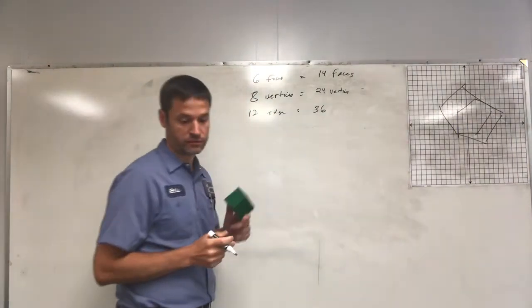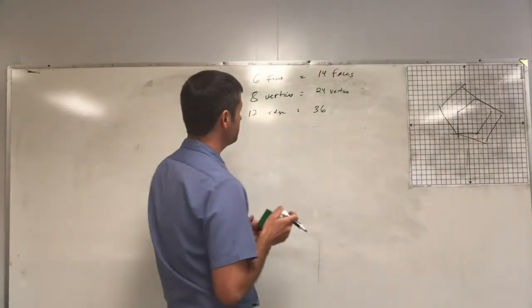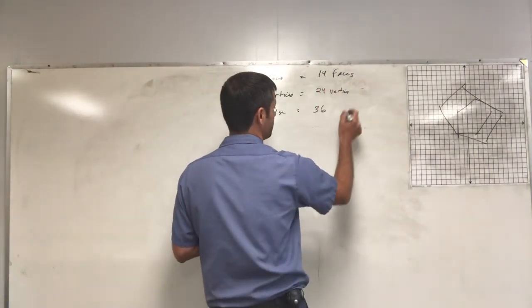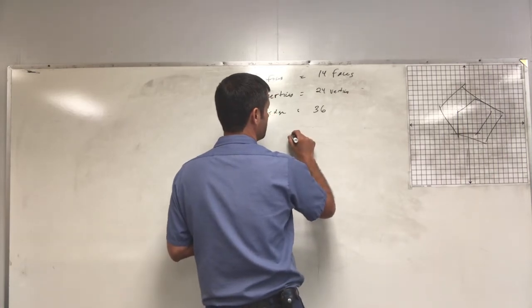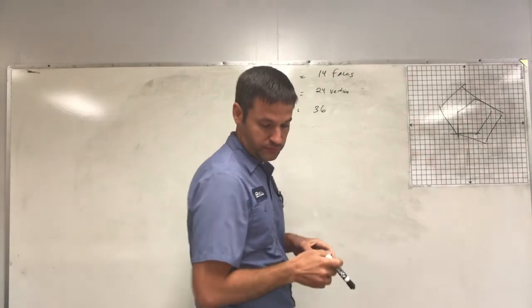Now the question is, does that satisfy the formula? Faces minus edges plus vertices. 14 minus 36 plus 24, and it does equal 2. You can check it with your calculator, which you should have already done.